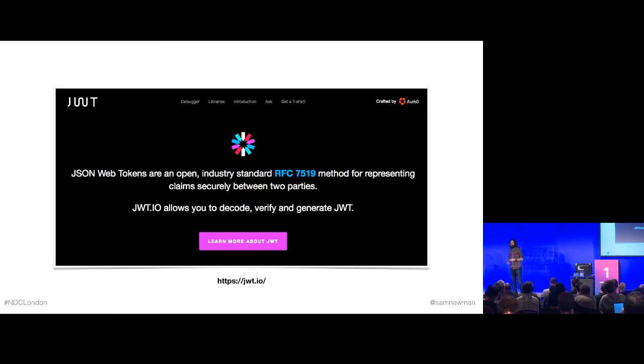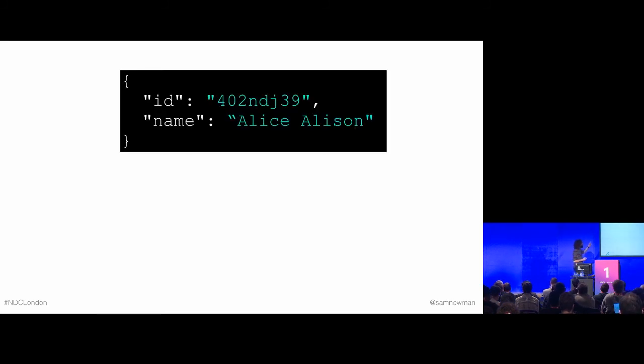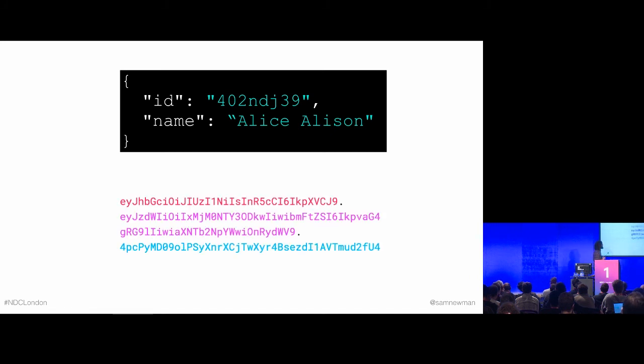That token can be validated without additional round trips. So servers that receive that token can, just by using a public key, for example, there are different signing mechanisms available, validate whether or not that is a real token. So this is a very simple example payload. So I might have an ID of this user and their name. And you'd end up with looking something like this.